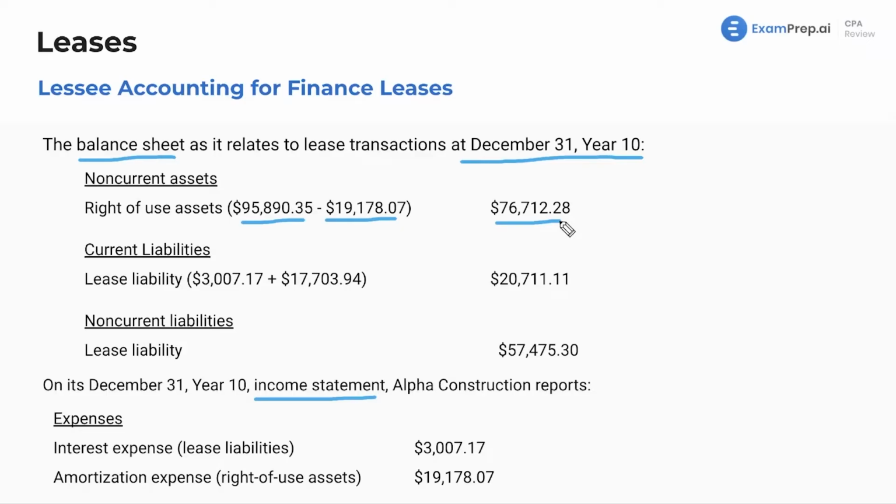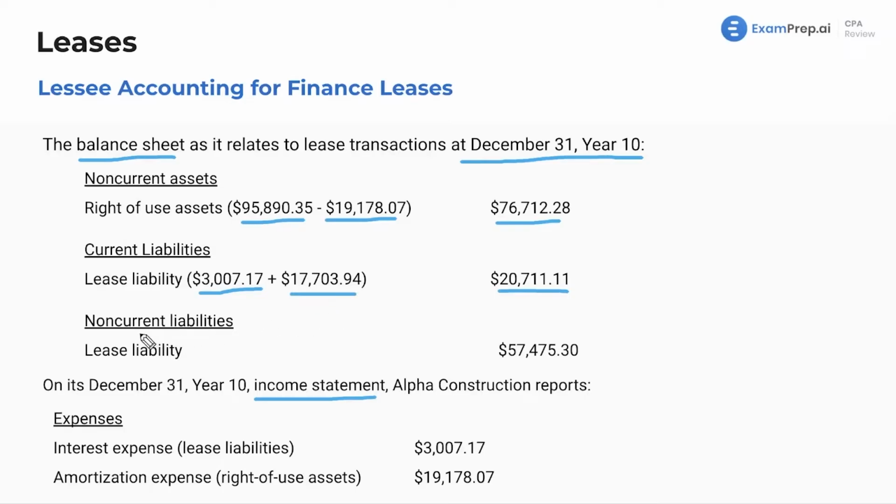Now for our current liability, you could either calculate that, but I would just take it from what you are going to pay in the next year. And remember, current liability is what you're paying within 1 year. You're paying $20,711 each year, so that's your current liability. It doesn't matter what portion is principal and interest. This is just breaking out the interest and the principal portion. So that's your current liability.